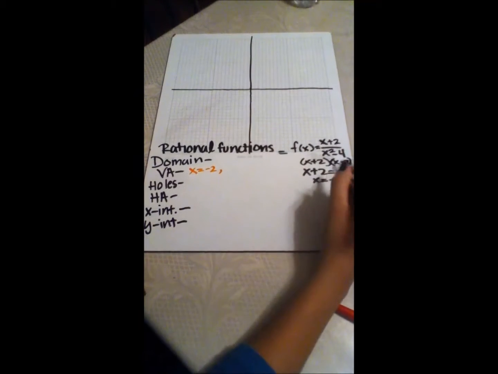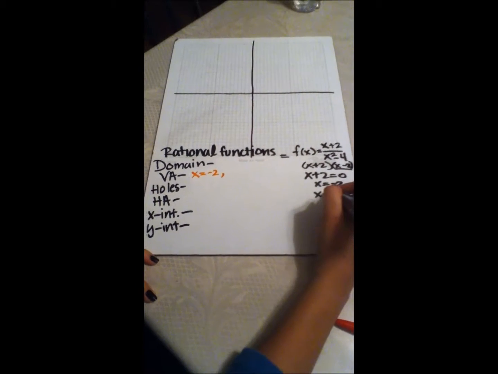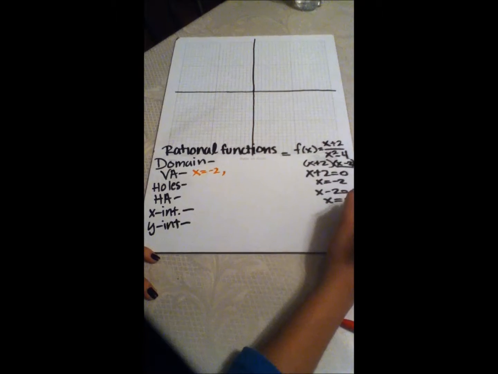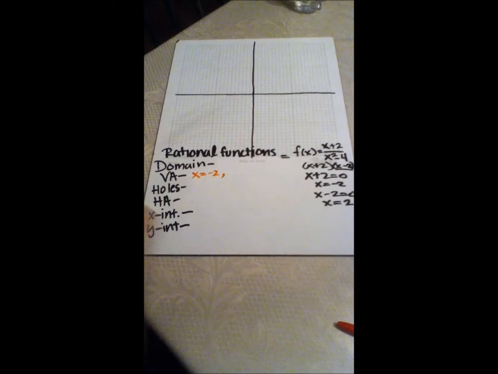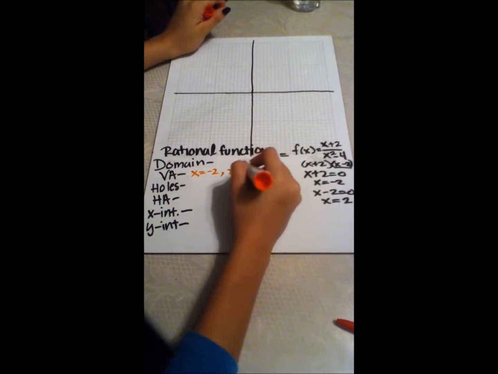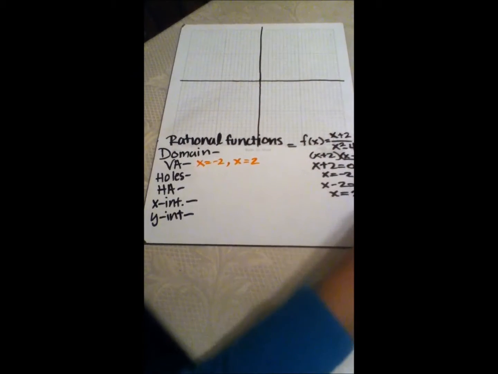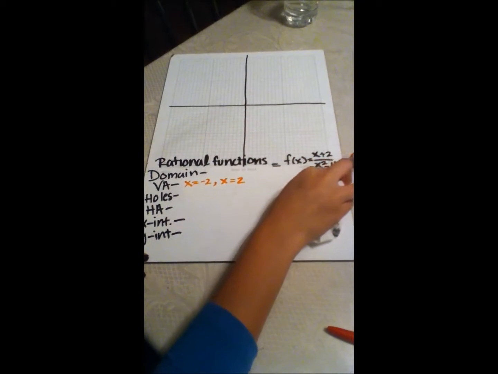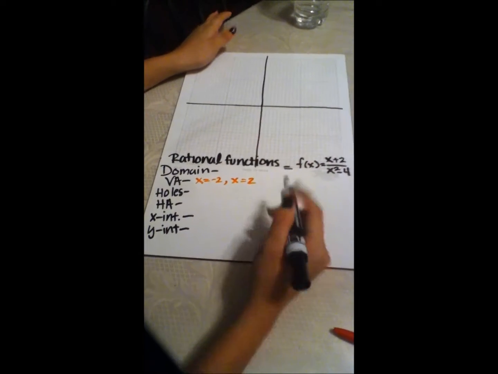And then let's do the second one, which is x minus 2 equals 0, which will give us x equals positive 2. So that's going to be our second vertical asymptote, which is x equals 2. Now that we got our vertical asymptotes, we can go ahead and do the domain.